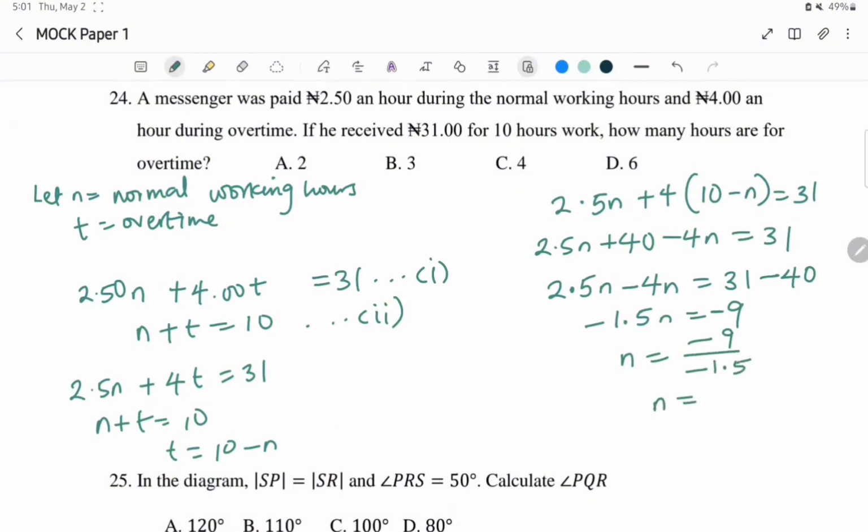And that will give us 6. That means it worked for 6 normal hours. However, the question asked us how many hours are for overtime. That means t, which is 10 minus n. That means 10 minus 6, which is 4. It worked for 4 hours as overtime.